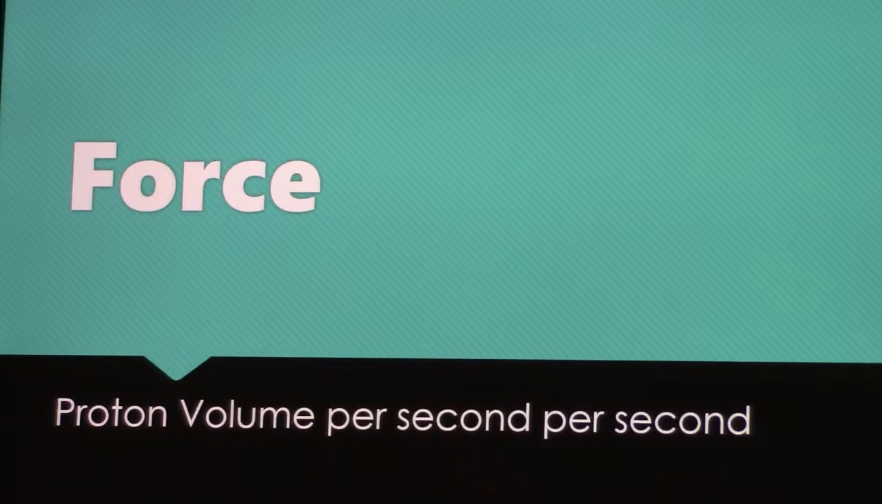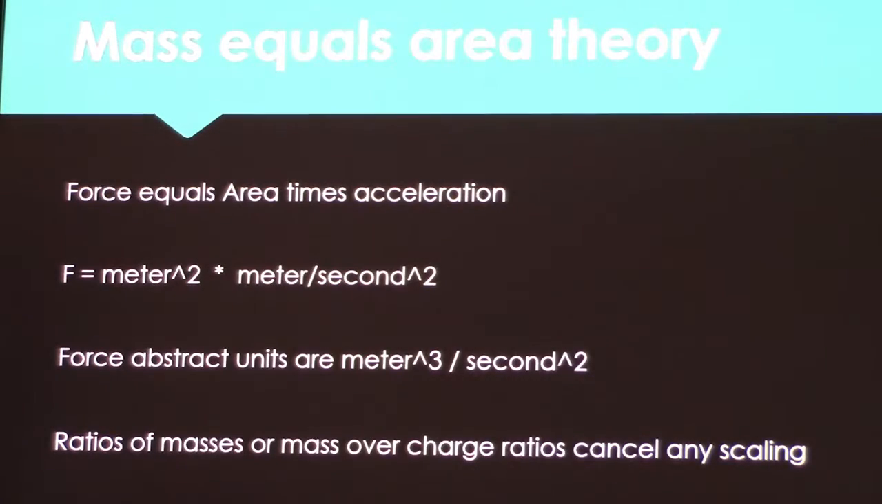Force, something everyone is familiar with. Now, gravity is proportional to the proton volume per second. And this is a new quantum number, really, the volume of a proton. And the time constant, tau, we'll talk about in a minute.